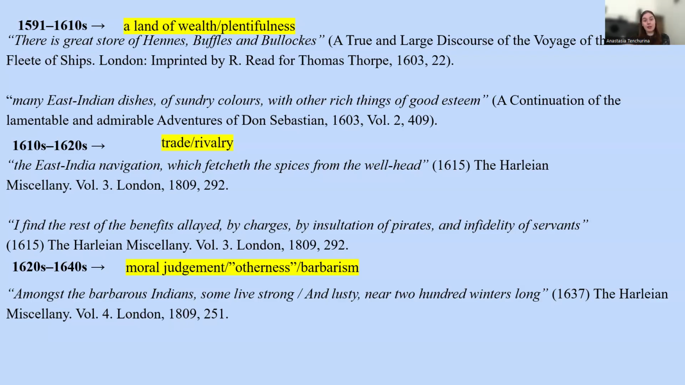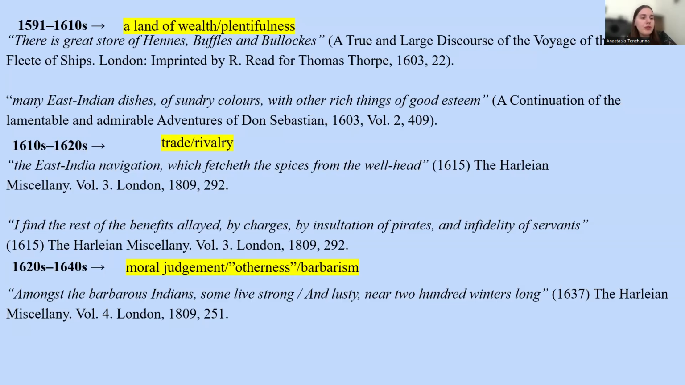At the same time, the same period already contains some unease. So we can see the next line: "I found the rest of the benefits alleged by changes, by insultation of pirates, infidelity of servants." And it again shows the commercial benefit that is never presented as pure. It's mixed with loss, it's mixed with piracy, betrayal, and uncertainty.